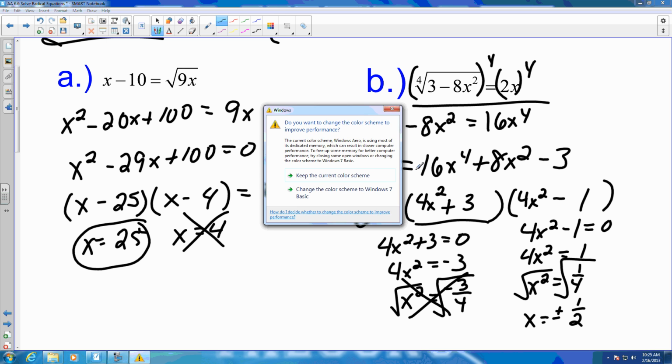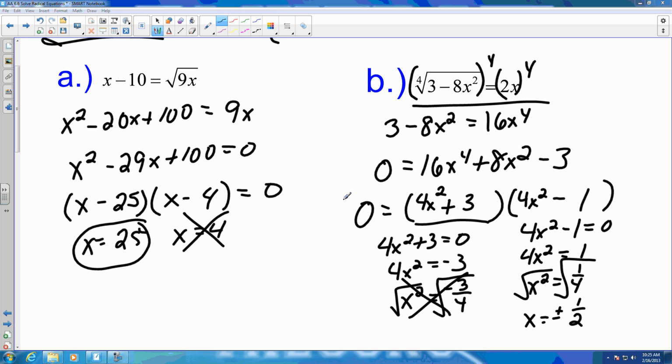And if I use the negative, it's going to be the same thing on the left-hand side. I'm going to get a positive 1, but on the right-hand side, it's going to give me a negative 1. So I can't use the negative 1/2, I'm sorry. The only solution that works is a positive 1/2.